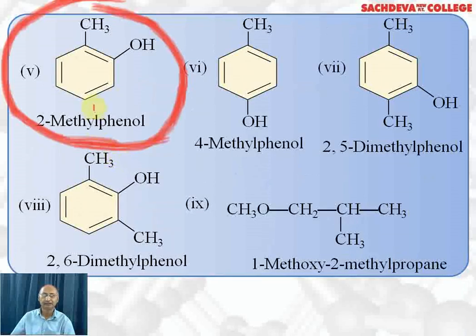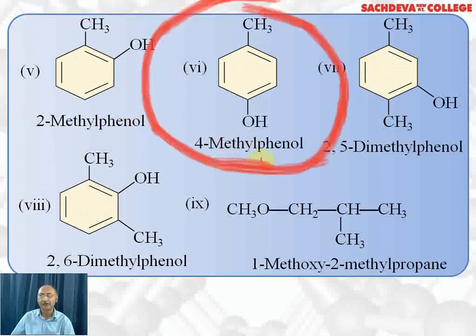This compound is a phenolic compound, the major group is OH, at the second carbon a methyl group is attached: 2-methylphenol. It is also called orthocresol, which is the common name. This compound is 4-methylphenol. It is also called paracresol in the common system.